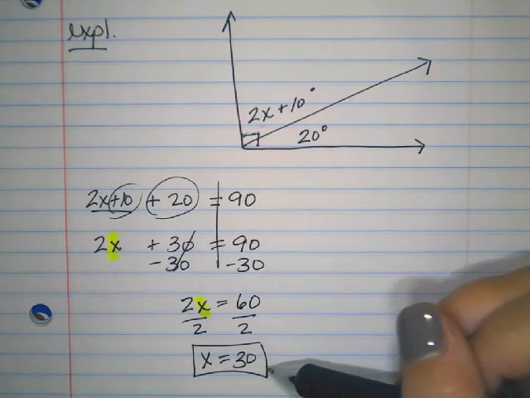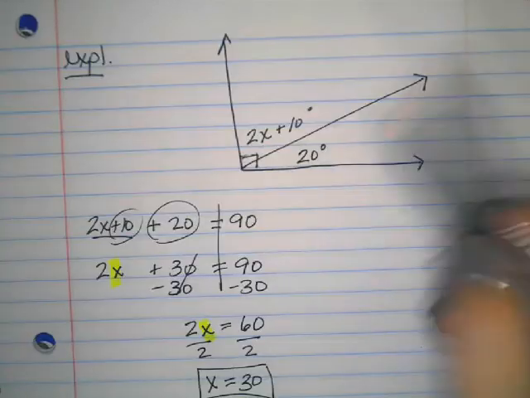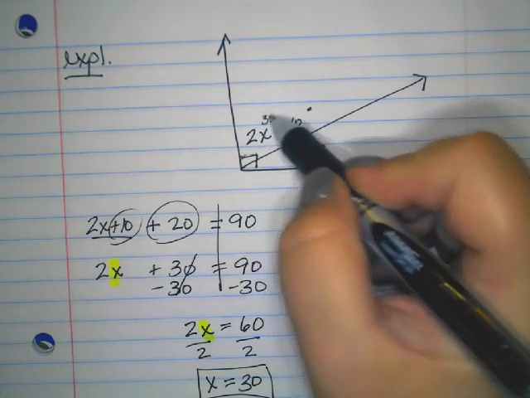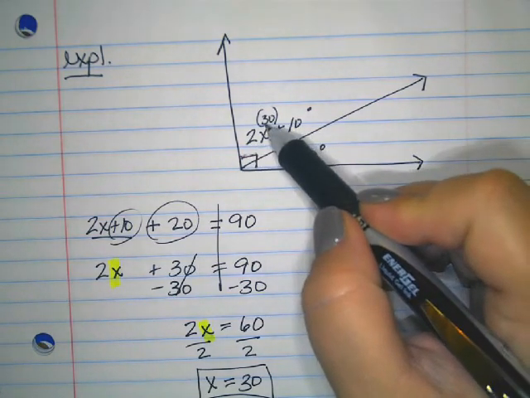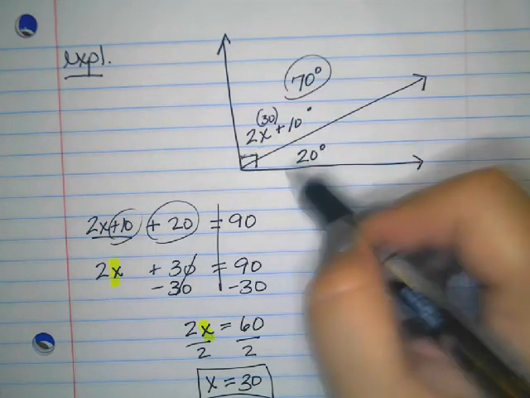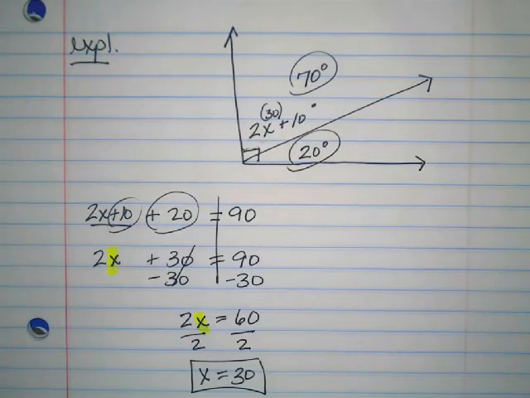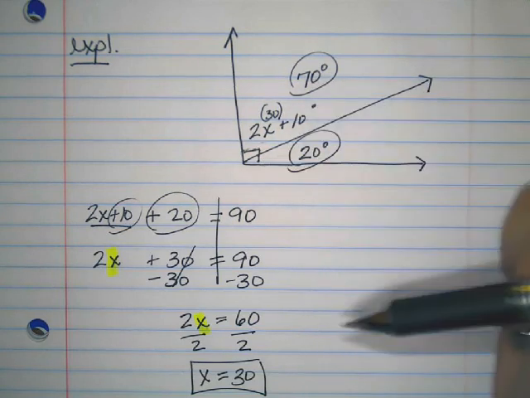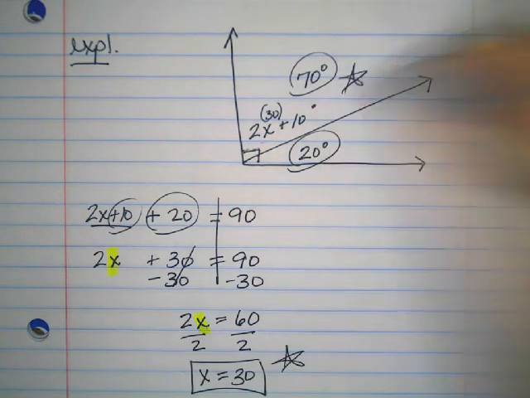Remember, I have to pay attention to what the directions are going to ask for. Are they going to ask me for X? Most of the time, they're going to ask me for angle measures. So if I already know that this is 20, I need to go in here and put this in here, and 2 times 30 is 60, plus 10 is 70. So it kind of depends. Are they asking me for X? Are they asking me for the angle measure? And again, I know that 20 plus 70 is 90. So I can know for sure that I got both of those right.